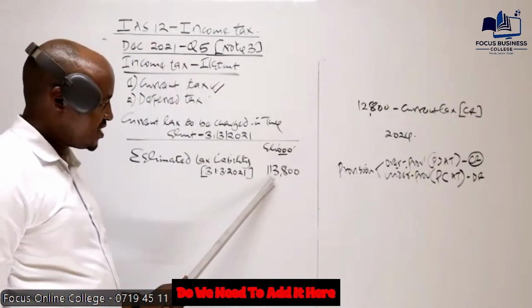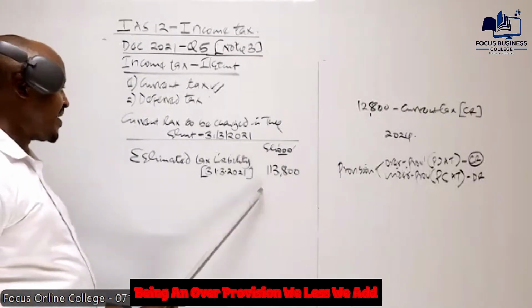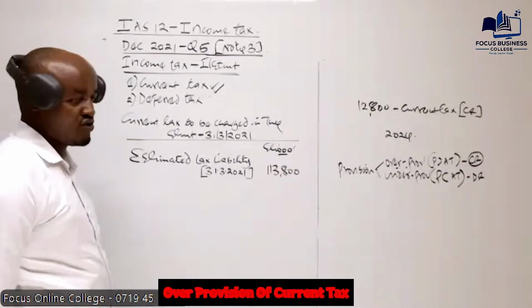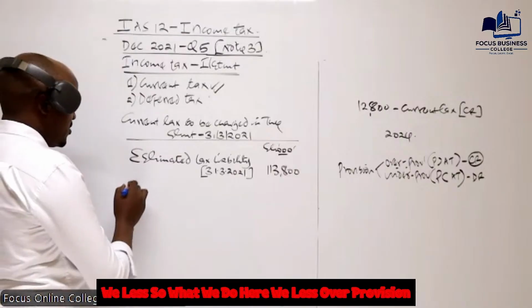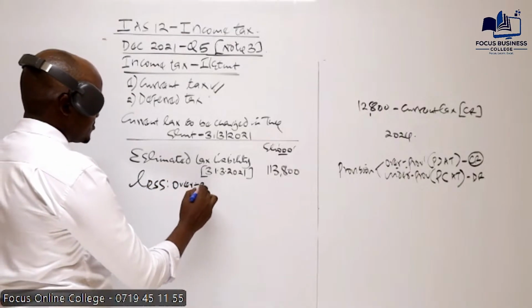Being over provision, what do we need to do with that over provision? Do we need to add it here? Do we need to less it here? Being an over provision, we less. Who can tell us? Over provision of current tax from the previous year. Yes, over provision, we said we do what? We less. So what we do here, we less over provision.